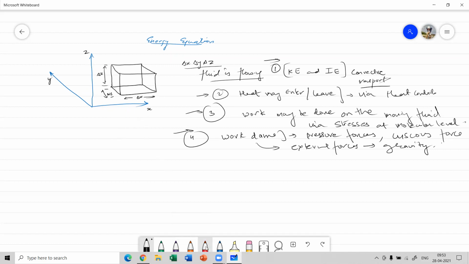So the conservation of energy in this case can be written as net rate of kinetic energy and internal energy. We are not talking about potential energy, because we are keeping the dimensions of this small element as small as possible. So the variation of the fluid because of the height factor, we can ignore that. So we are not considering the potential factor in this. We are just considering only the kinetic and internal energy via convective transport.